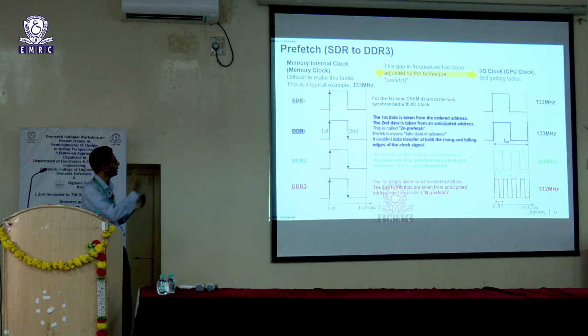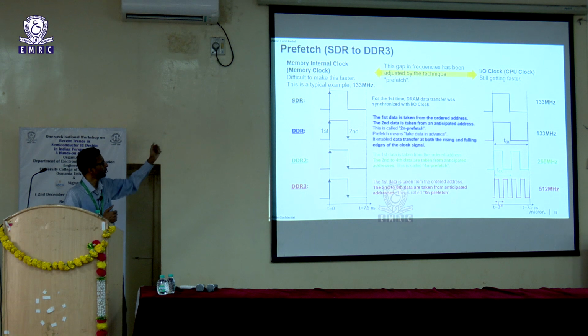So let's say the clock was 133 megahertz, translating to 7.5 nanoseconds of time period here. And this is your system clock, and that's your IO clock, the CPU clock. So typically your IO clock, right, works faster. So if you are talking about an Intel processor, that operates at much higher speeds than your memory typically.